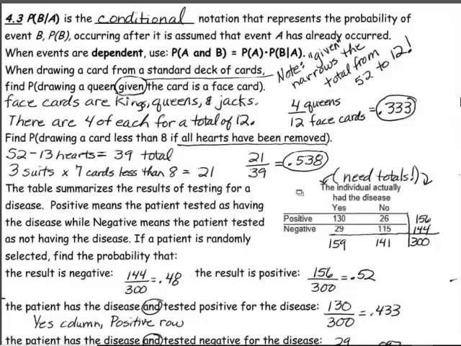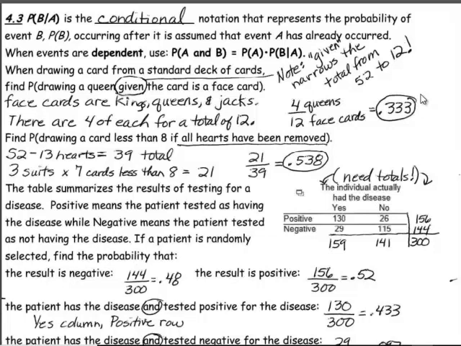Your textbook goes over some information about manipulating the formula. I want to spend time just going over how to utilize it. So in our first example, we're going to be drawing a card from a standard deck of cards. We're going to find the probability of drawing a queen given that the card is a face card. So that term given is kind of key, that you've got some conditional probability going on here.